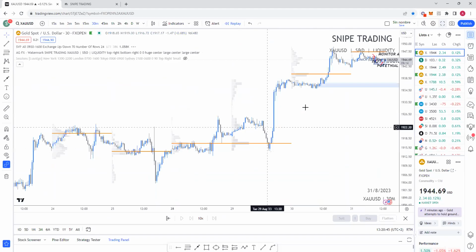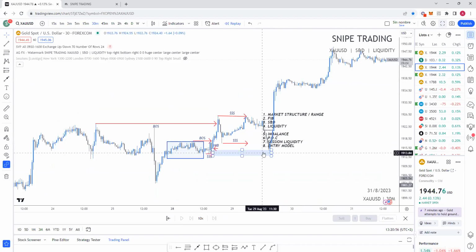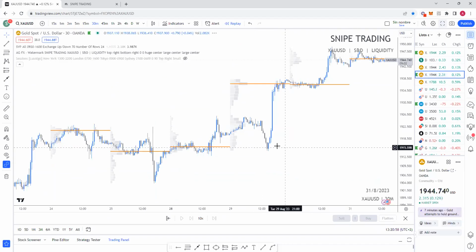Wait, so the price was somewhere here. Well, yeah, so we had the point of control, as you can see, sorry. It's not loading here, but we did have the point of control, okay? So you can tell, for example, on this chart, the point of control was right at 1915.8.